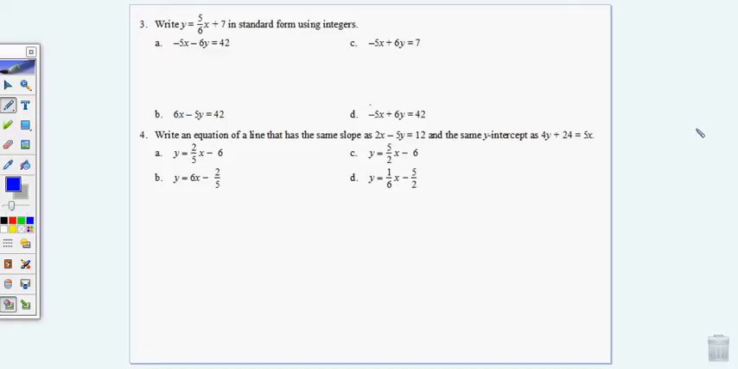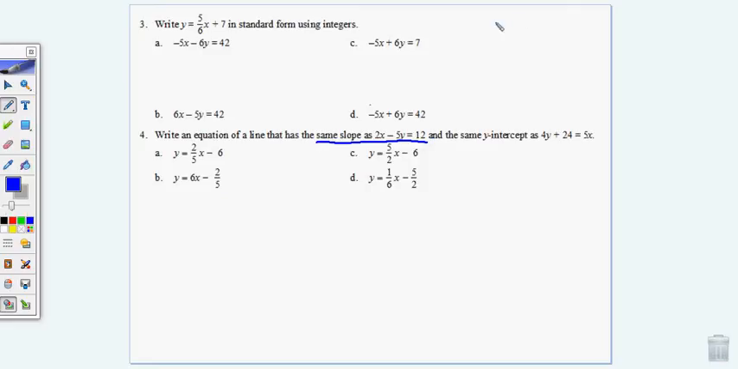3 and 4 are somewhat similar questions because one is written in slope-intercept form and you have to change it into standard form. And one is giving you a standard form, and the easiest way to find the slope of this line is to change it into slope-intercept form. So both of these are kind of just changing from one form to another type of problems. Okay, I'm going to do 3 first.